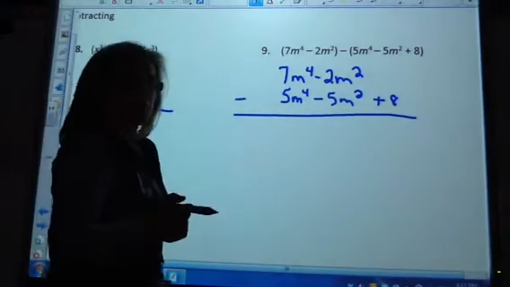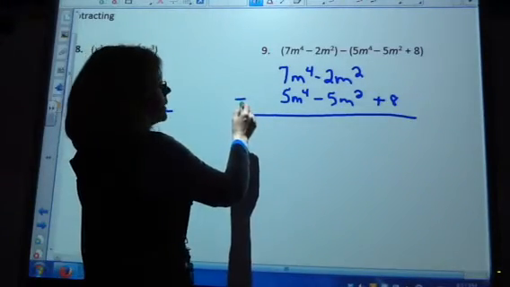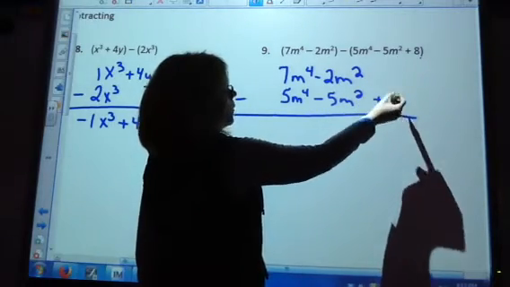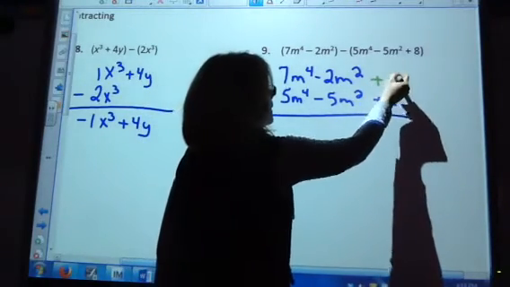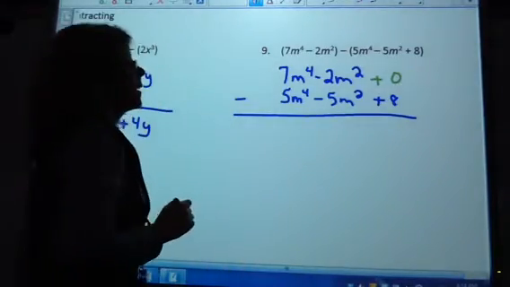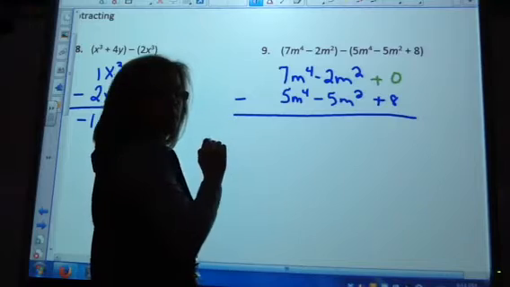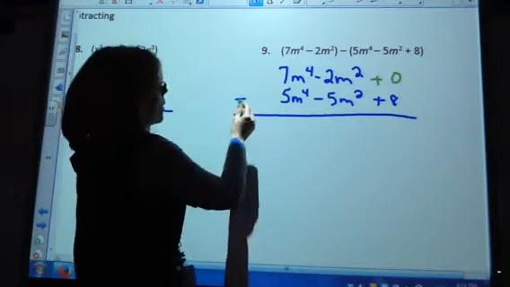So, not like with adding, guys. When you're subtracting and you don't have a constant up here to subtract 8 from, you need to put that. So let's add a 0, because 0 is a constant. And we can add 0 to this binomial without changing the value of that binomial. Alright, so now we can subtract.